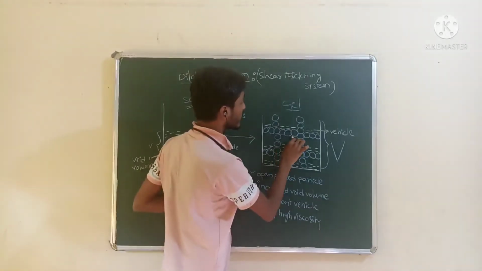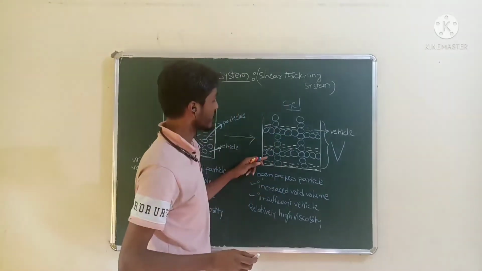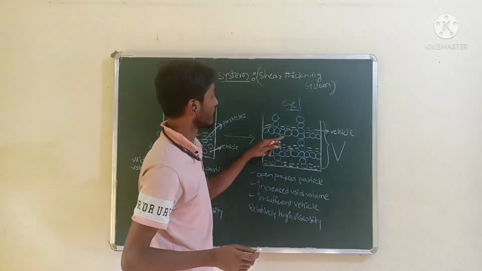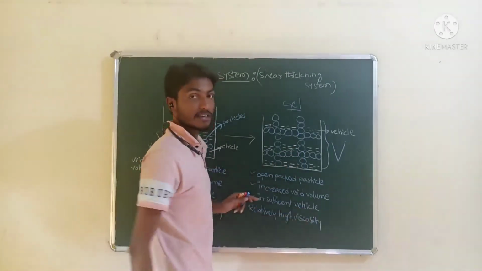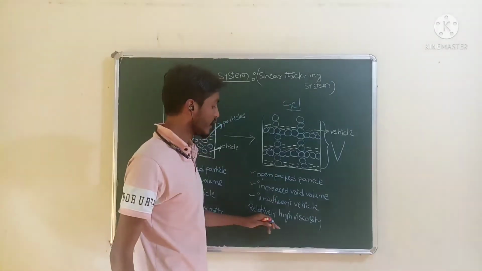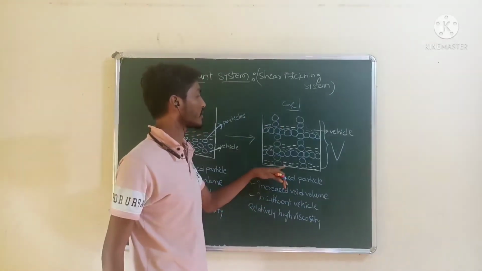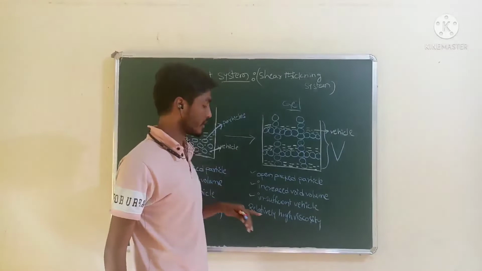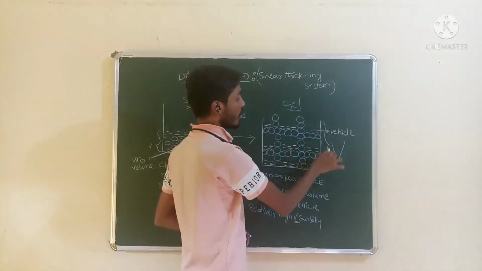See, here the liquid is not present. See, empty spaces are there. More empty spaces are there. Insufficient vehicle is there. Relatively high viscosity. The viscosity of the system is more. Relatively high viscosity.